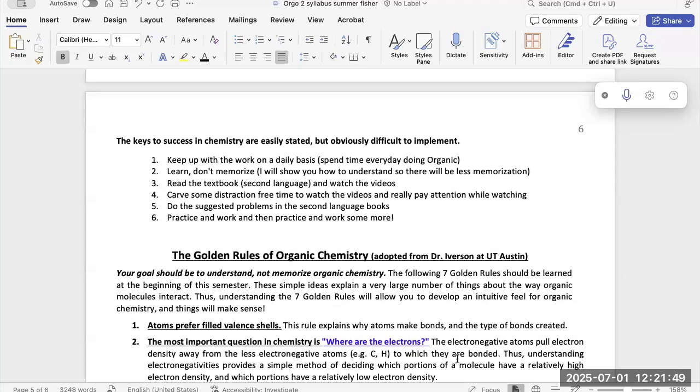Read the textbook. The second language especially is broken down so straightforward. It's like a small little paperback, and it's really going to be helpful. Again, I got that free online. The PDF, I found it.